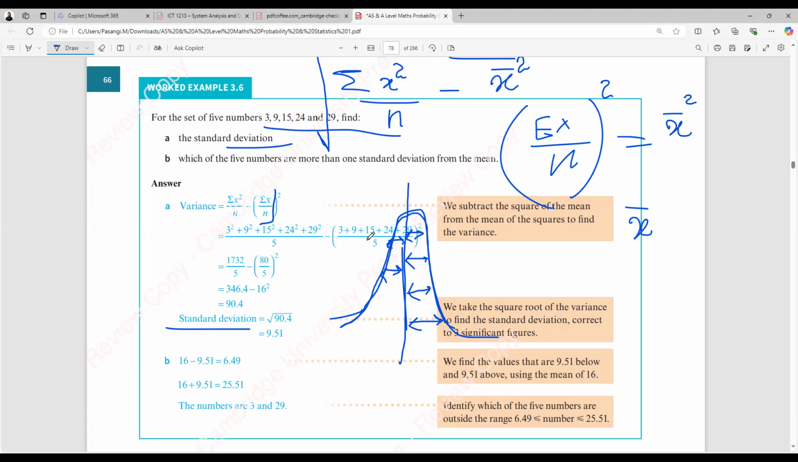Again, for the Pythagoras theorem also, we will be calculating squared values, and then for the length, we are taking the square root of that squared term. The same thing happens here for the standard deviation as well. Now, here they are asking which of the five numbers are more than one standard deviation from the mean.